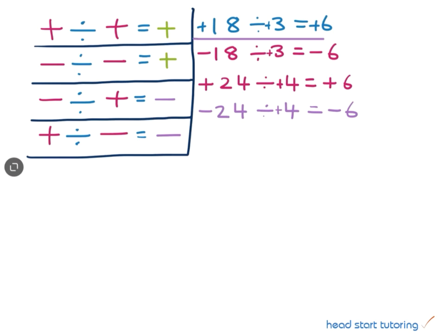So let's have a look here. If we were working with negative 18 divided by negative 3, we would still end up with positive 6. If we were working here with negative 24 divided by negative 4, we would still end up with an answer of positive 6, because a negative divided by a negative is a positive.